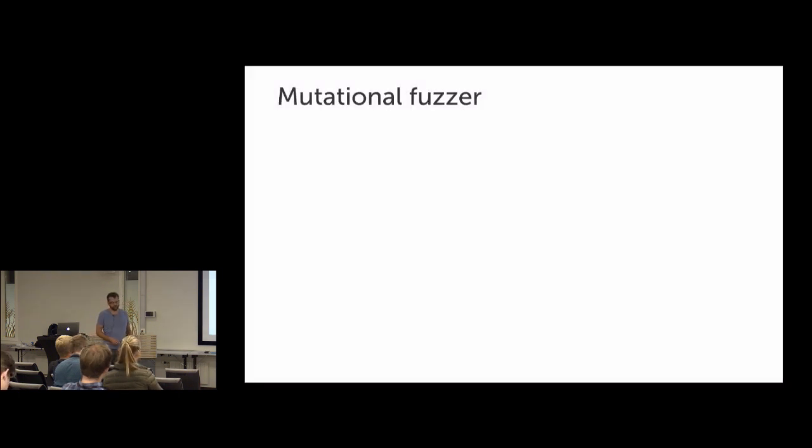So we can get a mutational fuzzer. And a mutational fuzzer will take a valid input, like a valid file of some kind. Like if this was an image parser, we could take a valid image.